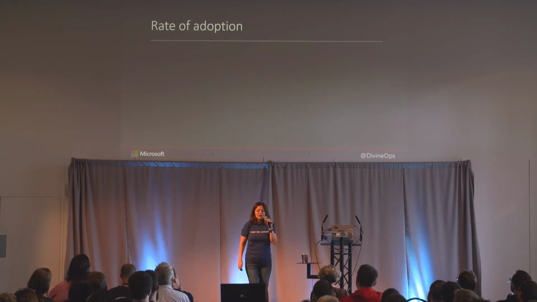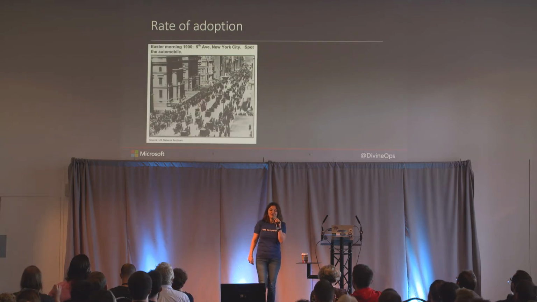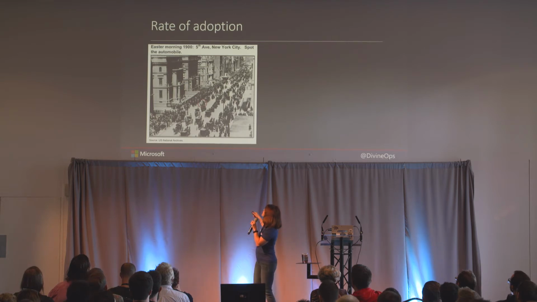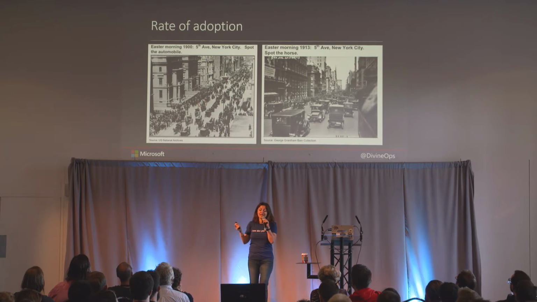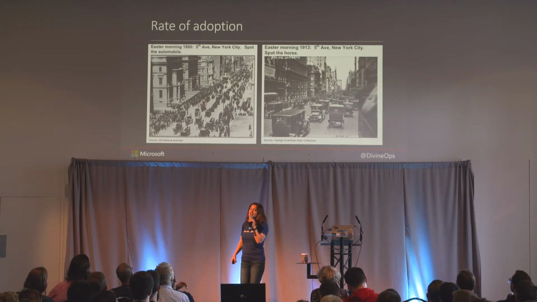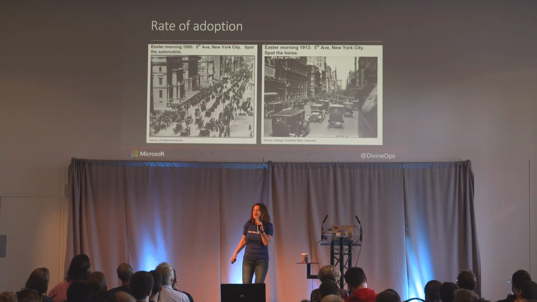If we're talking about the rate of adoption, this is a famous example. This is Fifth Avenue in New York in the 1900s. There's a single car out there, and everything else is horses. And this is 1913, Fifth Avenue in New York, and there's a single horse somewhere in there. I can't even see it. So this was 13 years, and this was a century ago. So right now, if someone developed a computer that can develop code, guess what the rate of adoption of that thing would be?